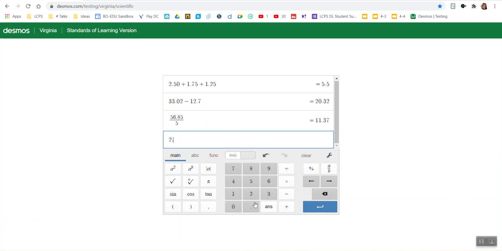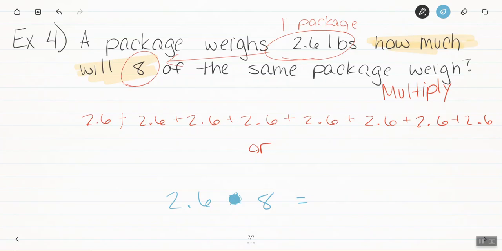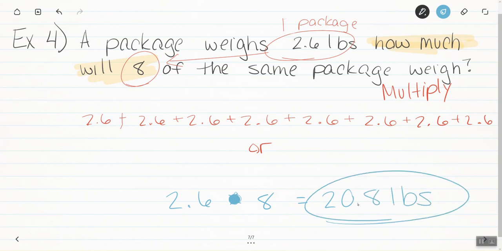So I get 2.6 times 8, and I get 20.8. So you get 20.8 pounds is how much that's going to weigh.